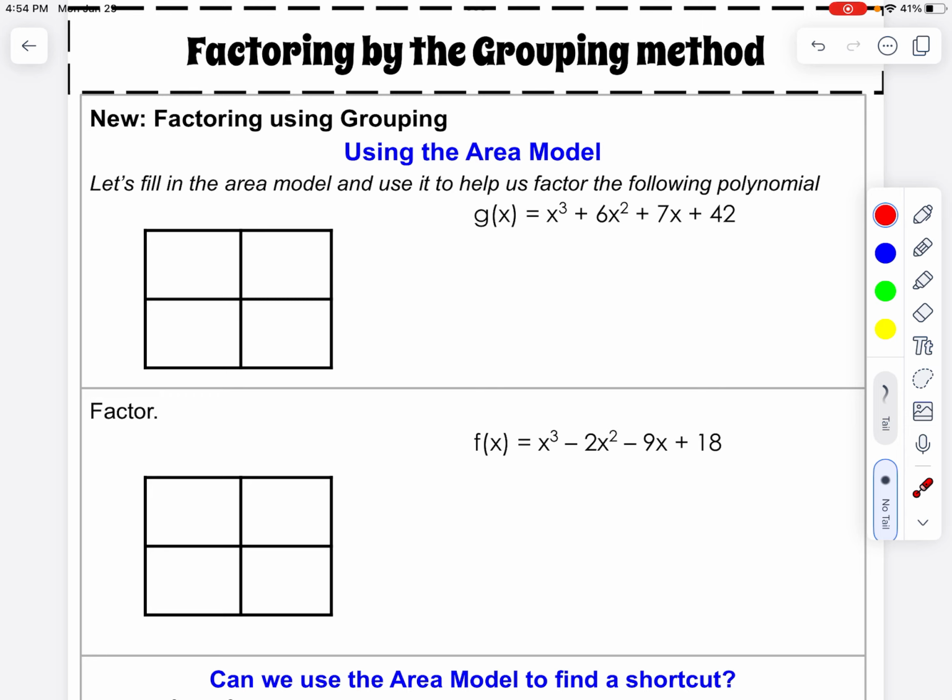But we're working backwards. We're going to take our final answer, put it in the box, and then work to see what might have been on the outside of the box. So to get started here, I'm going to fill in the area model going in the same order as the standard form of my polynomial here. So I'm going to start with x cubed, and then 6x squared, 7x, and 42.